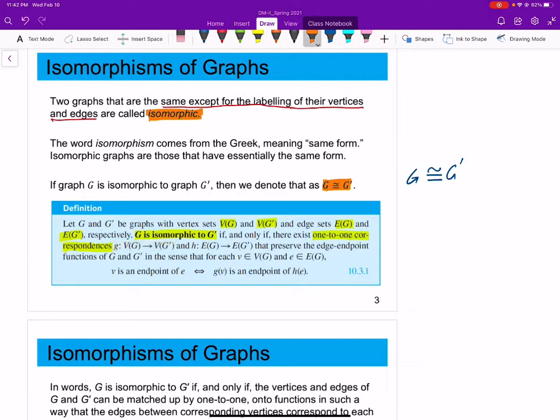This is the one-to-one correspondence between vertices, and that's the one-to-one correspondence between edges, that preserves the edge-endpoint functions of G and G prime, in the sense that for each vertex V in V(G) and edge E in E(G), V is an endpoint of E implies g(V) is an endpoint of h(E). I will explain everything later, so don't worry. First read the definition. You can understand the definition when we discuss an example.